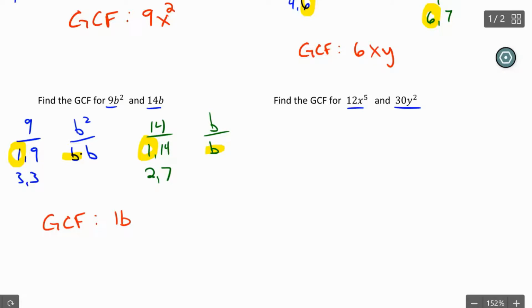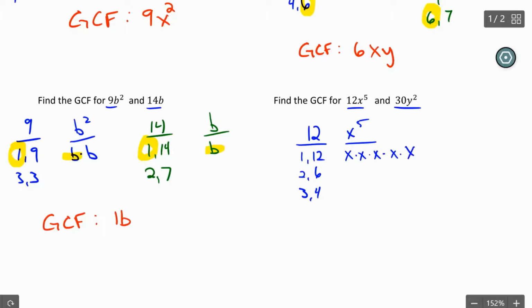Let's take a look at this next one. So here, I've got 12x to the 5th. So 12, we've already done 12. So 1 and 12, 2 and 6, 3 and 4. And for x to the 5th, well, how many x's is that? 5, 2, 3, 4, 5. I almost wrote a 5 instead of an x. That's not what we're looking for.